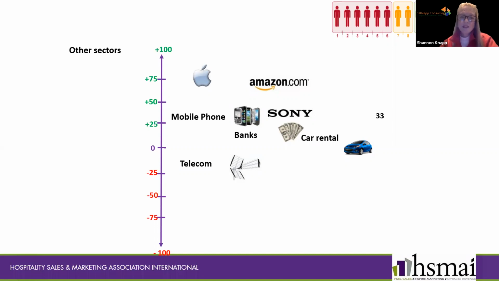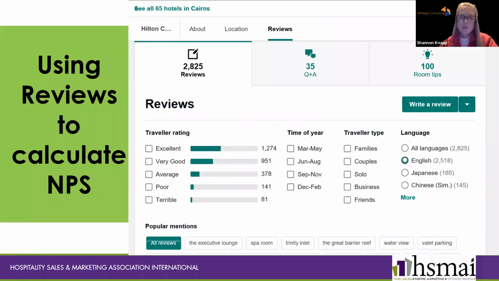So looking at the next page, where we're using reviews to calculate your Net Promoter Score, there's a trick that you can do by looking at publicly available information, perhaps in TripAdvisor or all the various different platforms, where we're just calculating very basically what an NPS is, even on your hotel, or you can do this on your competitors as well.